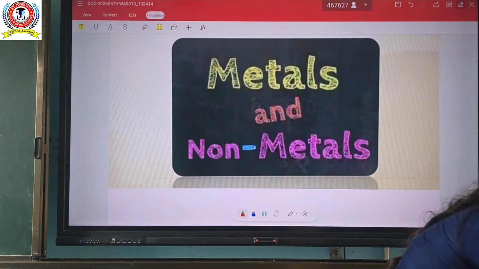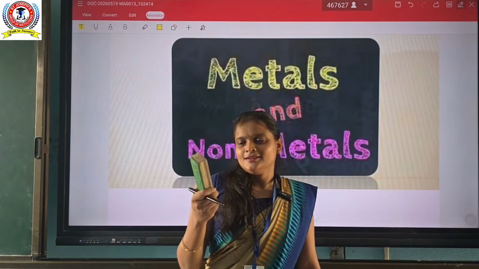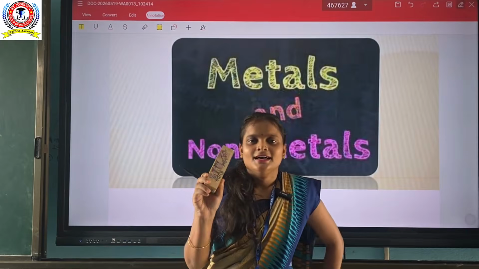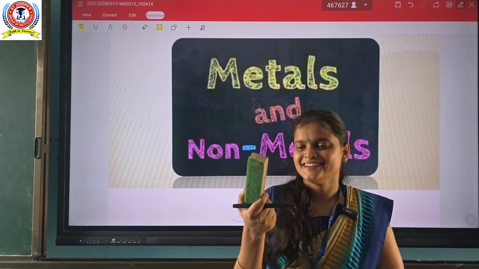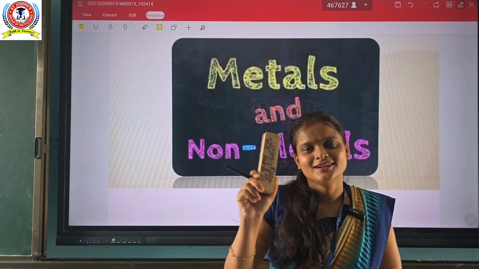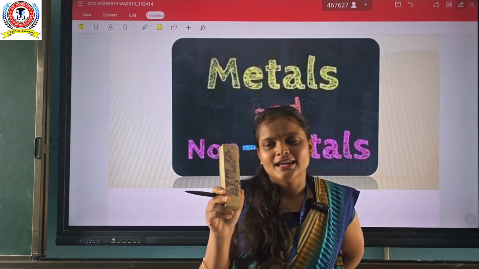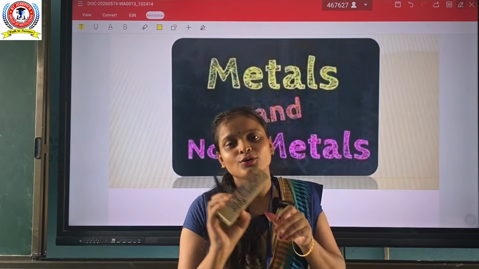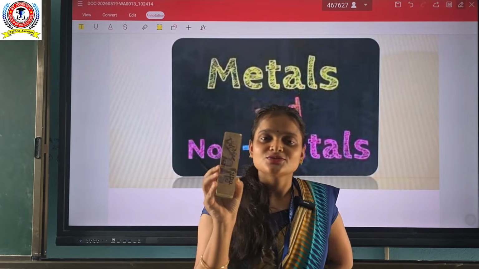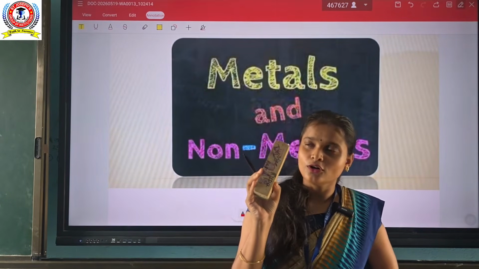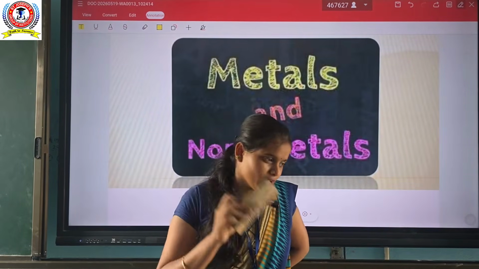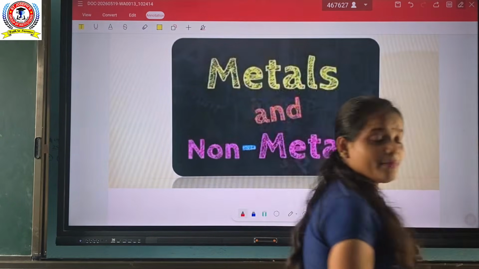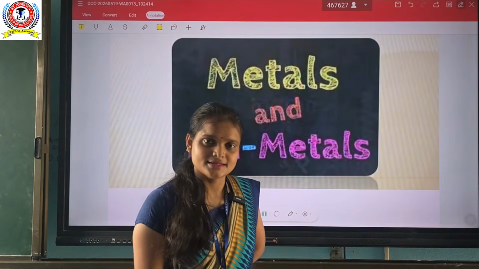And you know the proper use of that. Another example I will give you, this one. What is this? I use it daily in the class, right? So this is your what? This is a duster, and this is made up of wood. So this one is a non-metal, and we all know what the use of it is. So today we will discuss metals and non-metals.